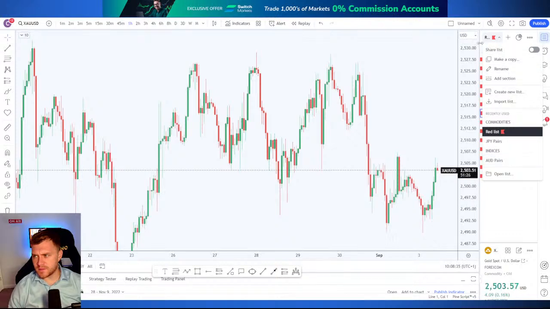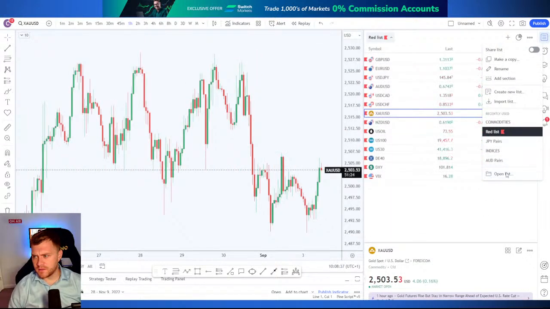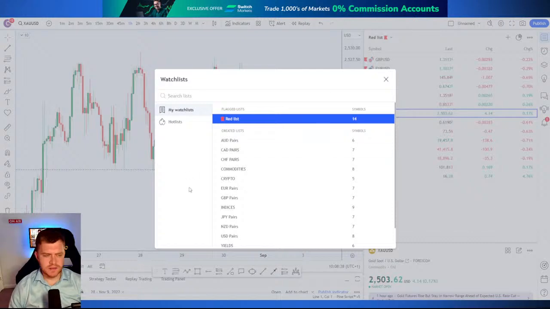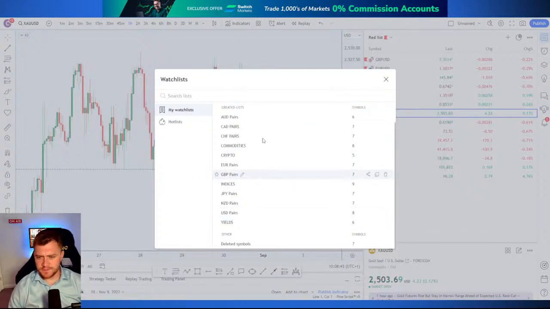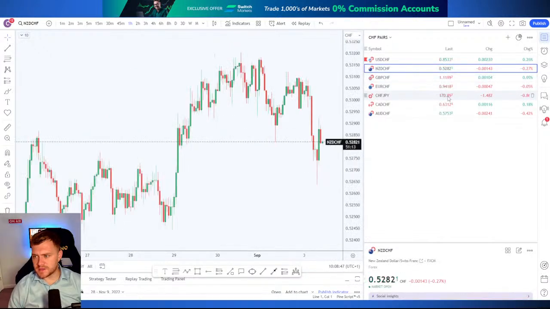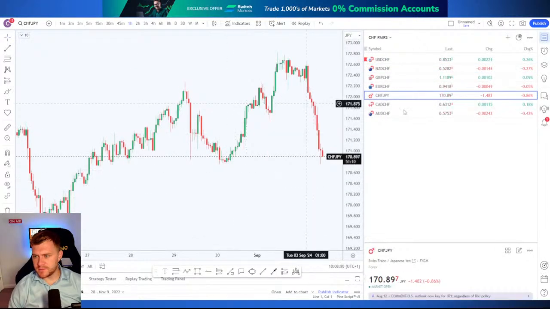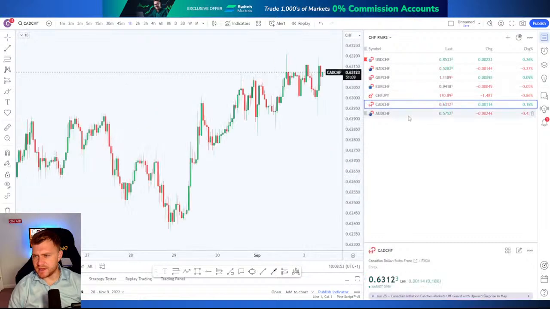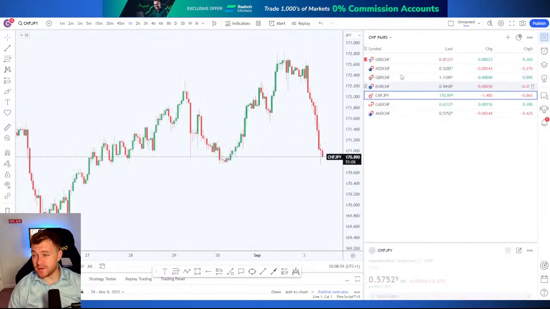Oh, I don't know what's happened to my open list. That's weird. There you go. Never seen that before. Must be an update. A bit of a mixed bag, really. Swiss franc's down heavy against the Japanese yen. It's probably that weaker inflation which is coming through.